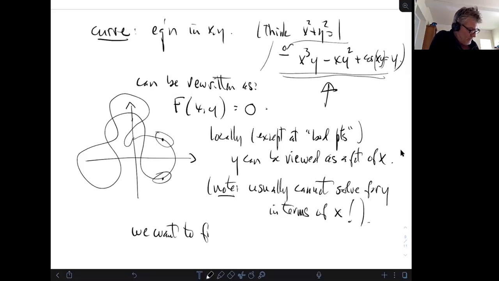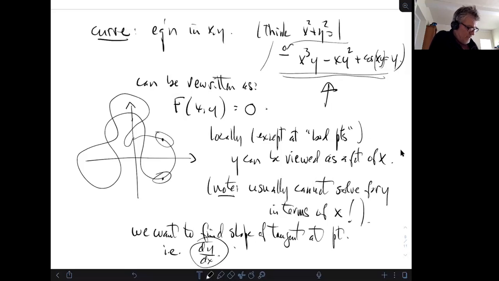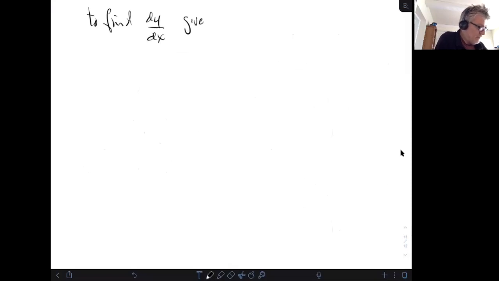So we want to find the slope of the tangent at some point. In other words, what I'm looking for is dy dx. So how can I find dy dx? Okay, so let's take a look at this. To find dy dx given f of x, y equals 0.